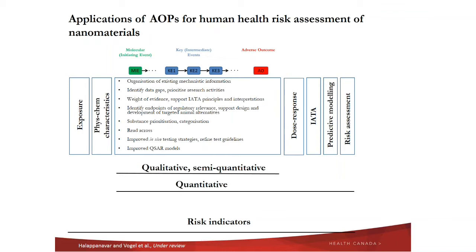But the putative or the qualitative AOPs, which may not be quantitative per se, can also be very informative and can be used to identify data gaps and prioritize research focus, for example. The data from the putative AOPs can be used as weight of evidence to support read-across categorization decisions. And more importantly, putative or semi-quantitative AOPs can be used to help support the design and development of targeted in vitro endpoints, as mentioned by Ulla in her talk.